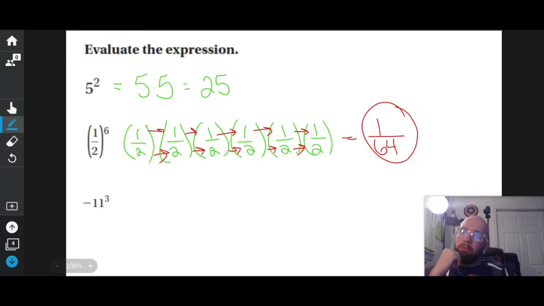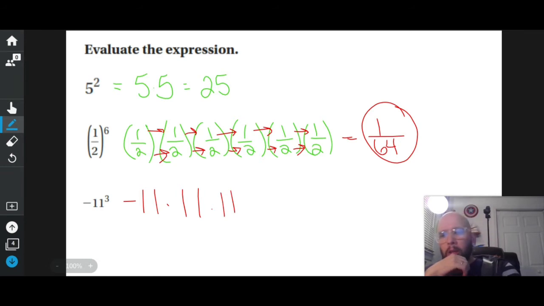Not so bad. What's my cubed attached to? 11. So I'm going to write out 11 times 11 times 11. Oh, but Mr. Parrott, you forgot the negative. I know. There it goes. Now, why don't I repeat the negative 3 times? Because the cubed isn't attached to the negative. The cubed is only attached to the 11.